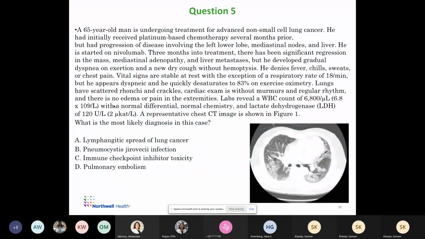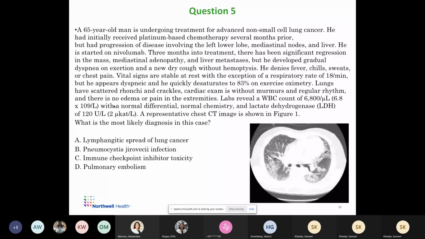Question 5. A 65-year-old man is undergoing treatment for advanced non-small cell lung cancer. He had initially received platinum-based chemotherapy several months prior, but had progression of disease involving the left lower lobe, mediastinal nodes, and liver. He has started on nivolumab, there you go again, a PD-1 inhibitor. Three months into treatment, there has been significant regression in the mass, mediastinal adenopathy, and liver mets, but he developed gradual dyspnea on exertion and a new dry cough without hemoptysis. He denies fevers, chills, sweats, or chest pain.